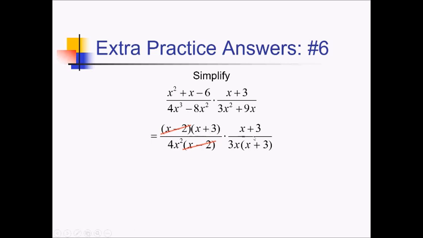So I'm just going to cross-cancel here, which I'm allowed to do because I am multiplying the fractions. And it looks like there's nothing else I can cancel out. So let's multiply what's left. In the numerator, we just have the x plus 3. In the denominator, I have 4x squared times 3x, which I can multiply together. So that's going to be 12x cubed.